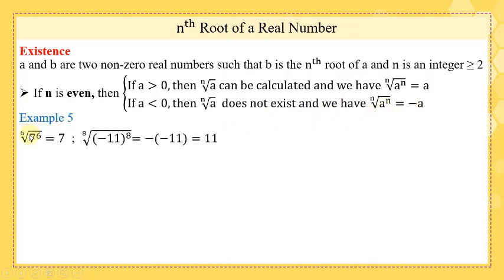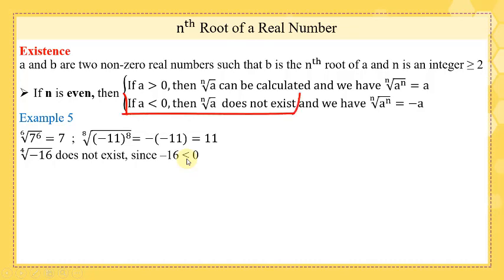Example: Sixth root of 7 to the power 6 is equal to 7, according to this rule. Eighth root of minus 11 to the power 8 is equal to minus 11, which is equal to 11, according to this rule. Fourth root of minus 16 does not exist, since minus 16 is negative, according to this rule.